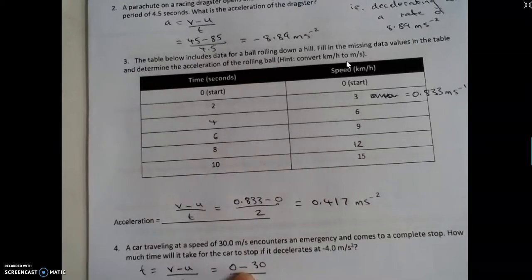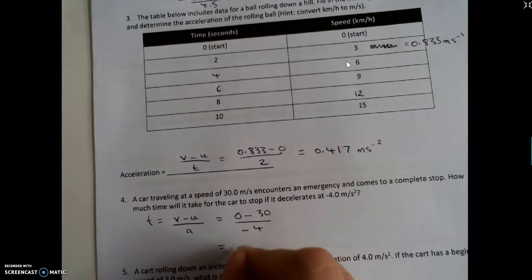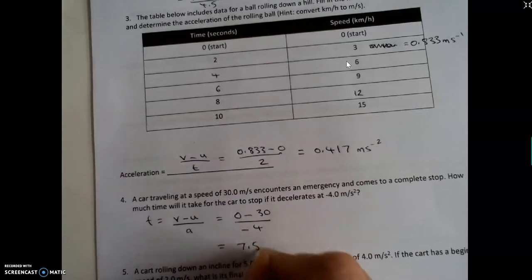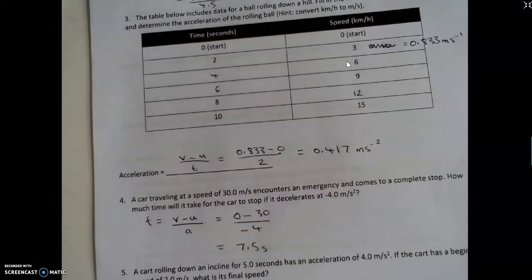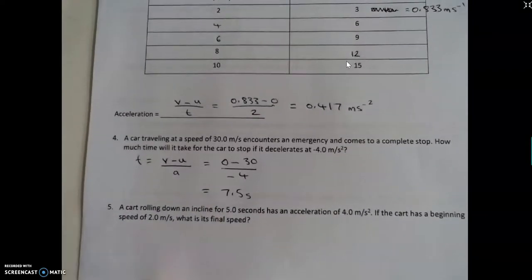See how this was -30 and then we've got -4 at the bottom. If you didn't have the -4 for the deceleration, you would have got a negative value. Can we have a negative time? There's no such thing. So therefore that works out. So we go 30 divided by 4, which is equal to 7.5 seconds. All good? Alright, number 5.